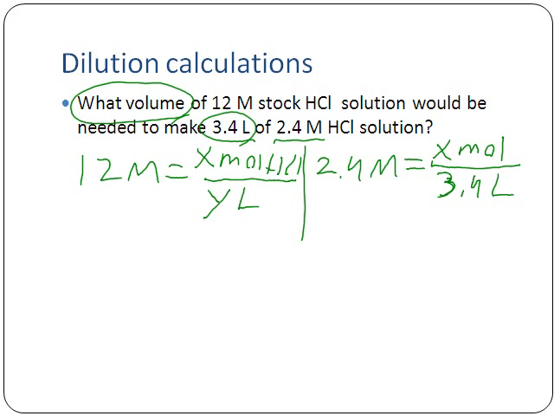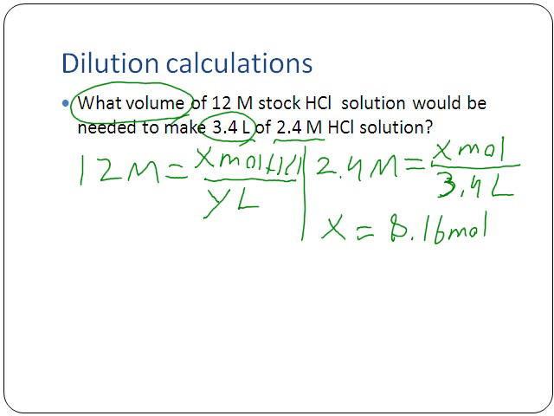Now this one, on the other hand, we can solve because we're only missing that X right up there. And so we'll multiply by 3.4 on both sides, and it'll cancel on the right side. On the left side, though, we just say 2.4 times 3.4. Put that in the calculator, and I get 8.16. So I get that X is equal to 8.16 moles.